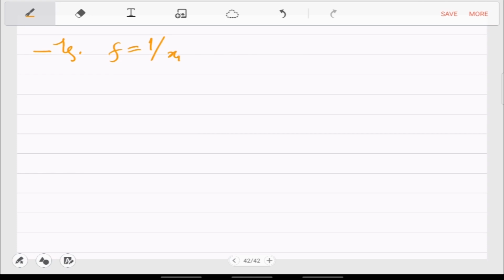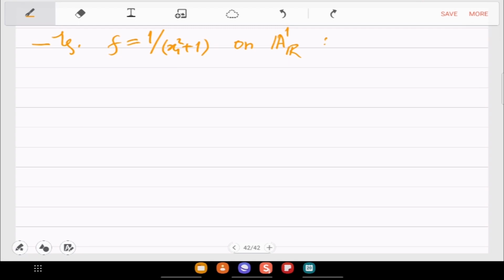Let's look at 1 over x1 squared plus 1 on the affine line, let's say the real affine line. Is this regular? Everywhere on the affine real line, x1 squared plus 1 will be non-zero, so this is a regular function. But we prefer to see things on the affine complex line. What about that? Here there is a value of x1 at which x1 squared plus 1 will vanish, so it's not regular.